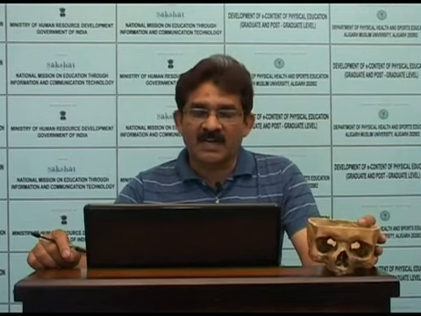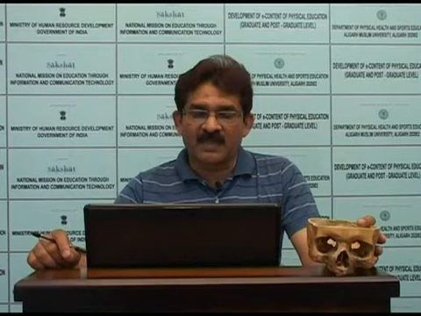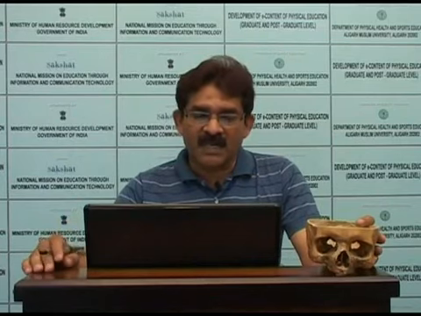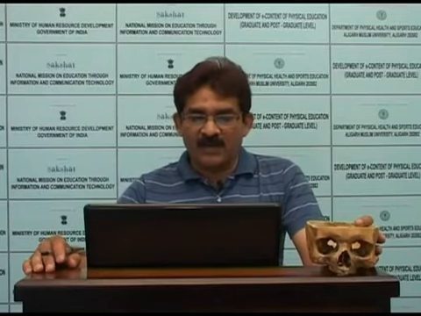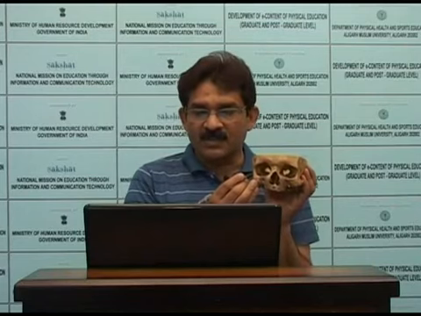It has a temporal process that articulates with the zygomatic arch, and a frontal process that articulates with the frontal bone. This is the zygomaticofacial foramen, a small foramen generally visible.